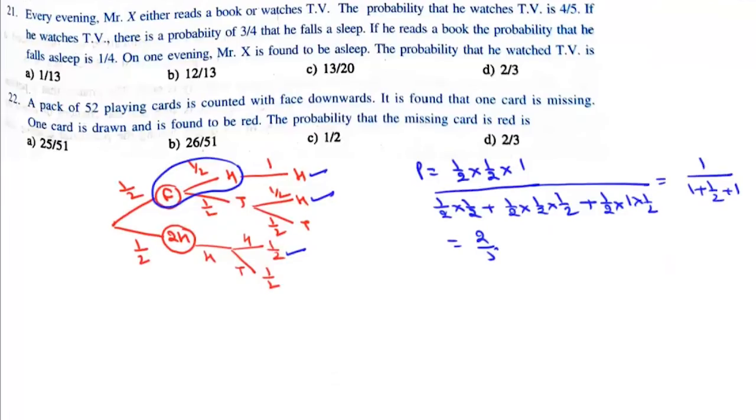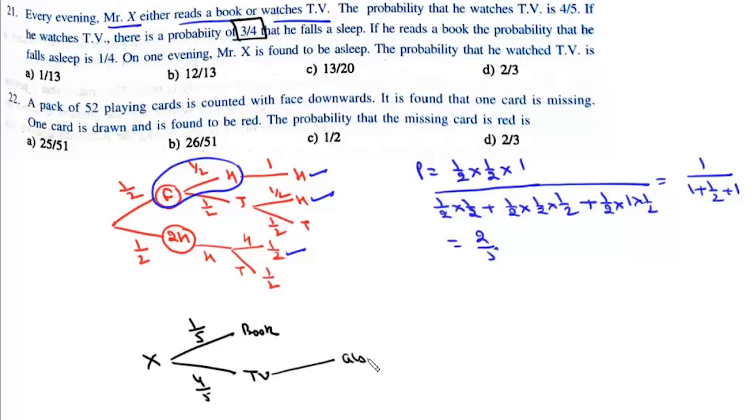Now the next one is, every evening Mr. X either reads a book or watches TV. So this Mr. X either reads a book or he watches TV. Now the probability that he watches TV is 4 by 5. Then the probability of reading a book is 1 by 5. If he watches TV, then there is a probability of 3 by 4 that he falls asleep. So while watching TV, he falls asleep with probability 3 by 4, and he does not sleep with probability 1 by 4.